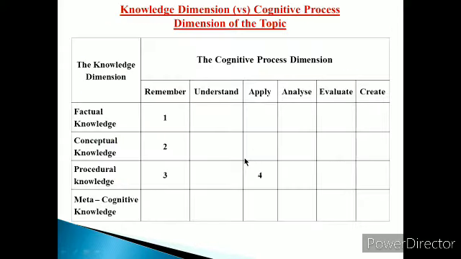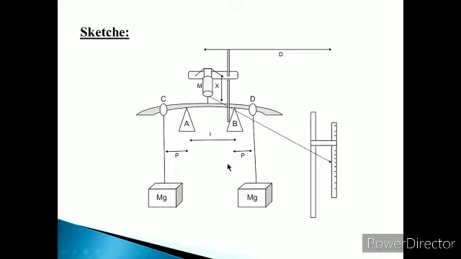This is simple knowledge dimension cognitive process. The weightage is here. This is the simple sketch of uniform bending methods.